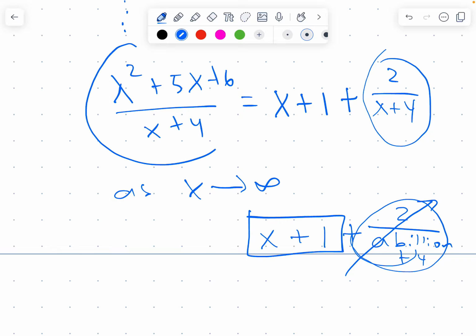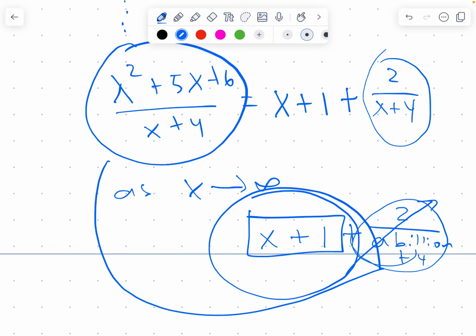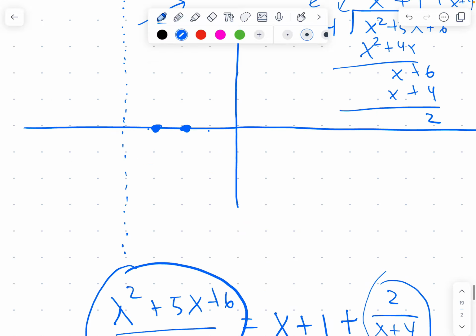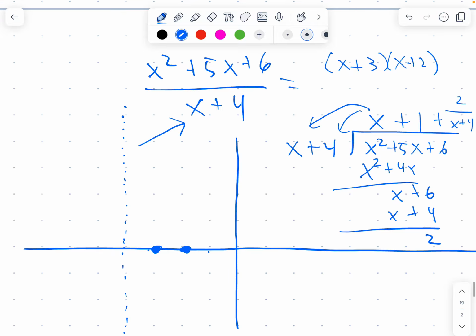So this whole thing, as you approach infinity, looks like this, because this part of it becomes less and less consequential the further you go out. So we have our slant asymptote, which is x plus 1. So x plus 1 is going to look like this. It's going to go like dot, dot, dot.